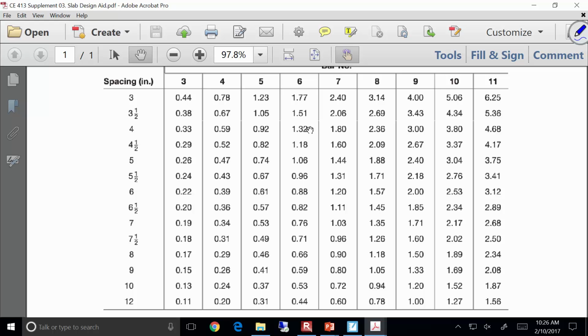Sound good? Any questions? All right. I think you'll find that slab design is pretty simple. It's not too complicated. The only other thing I guess that's worth mentioning is that when you do slab design and you calculate your moments and things like that, you're going to find that your moments are really small.